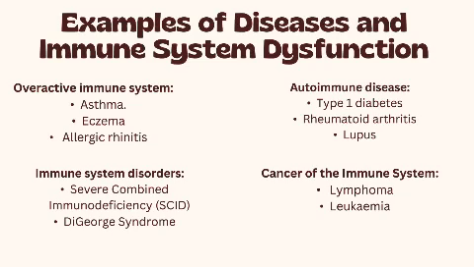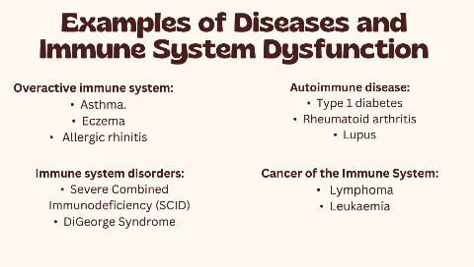3. Immune system disorder. This is a dysfunction of the immune system. For example, we have severe combined immunodeficiency, often called the bubble boy disease. This is a genetic condition that prevents the immune system from producing essential immune cells, leaving the body highly vulnerable to infections. Then we have DiGeorge syndrome, a genetic disorder where the thymus gland does not develop properly, leading to a shortage of T cells and a weakened immune response.